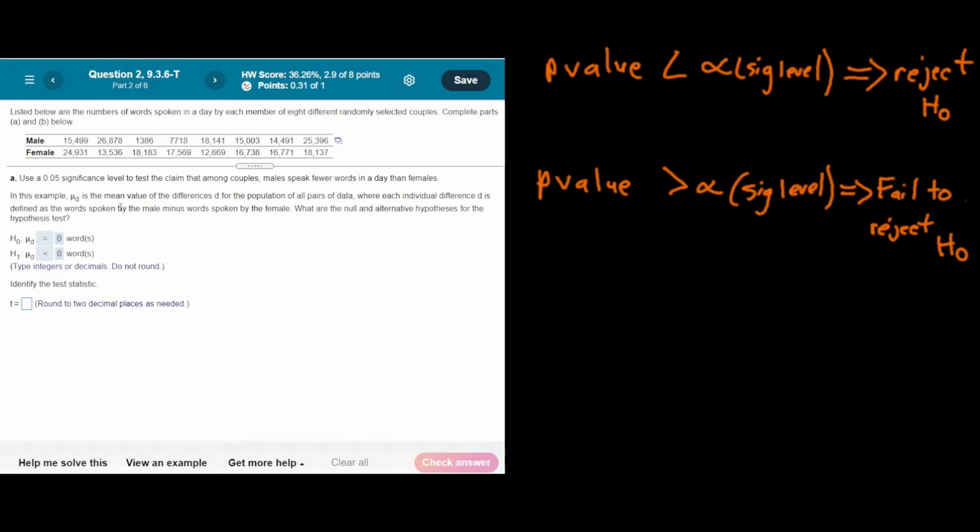Okay, let's see. In this example, mu d stands for the mean of the differences. So what is our first set of data and what is our second? The category, you see the first row has males in it and the second row has females. These are couples, so one depends on the other. If they're having conversations with each other, they're dependent on one another.